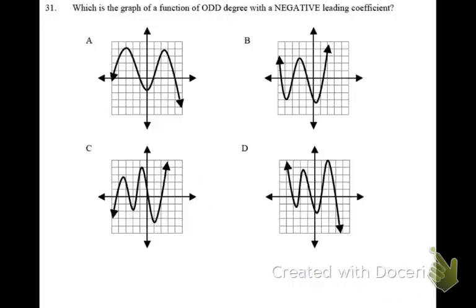The graph of an odd degree with a negative leading coefficient. So when you think odd, I want you to think opposite. So odd means that the directions, your arrows are going in opposite directions, which means you can eliminate A and B. Now since it's negative, that means it has to be going down as it goes to the right. So your answer for that has to be D. If it was even, your arrows would be going in the same direction. So A and B represent even polynomials.